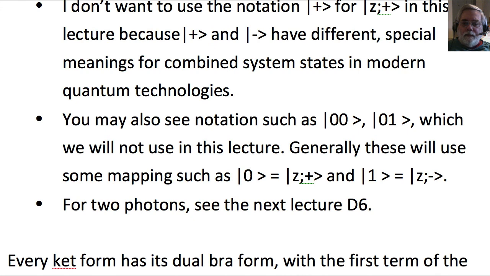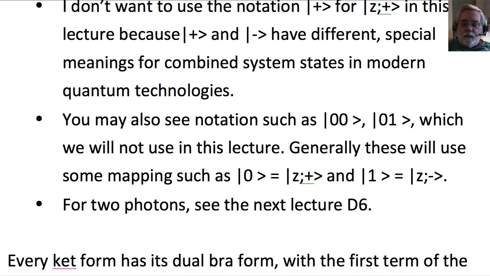You may also see notations such as ket 00, ket 01. We won't use that in this lecture. There's nothing wrong with that notation. Generally, these will use some definite mapping, such as 0 being the same as Z plus and 1 being the same as Z minus. Nothing wrong with that notation. We're just going to stick with the up arrows and down arrows.